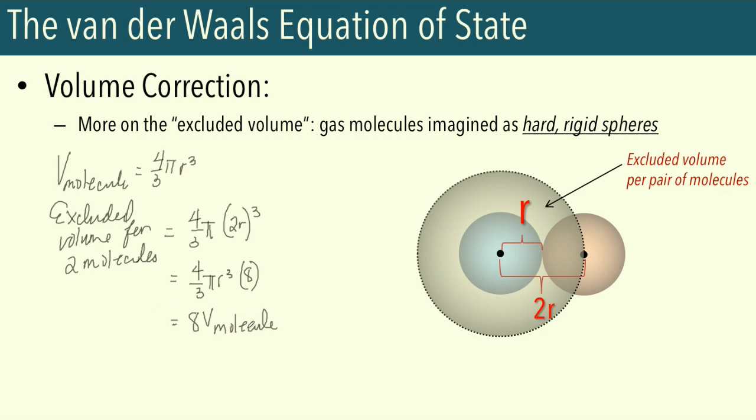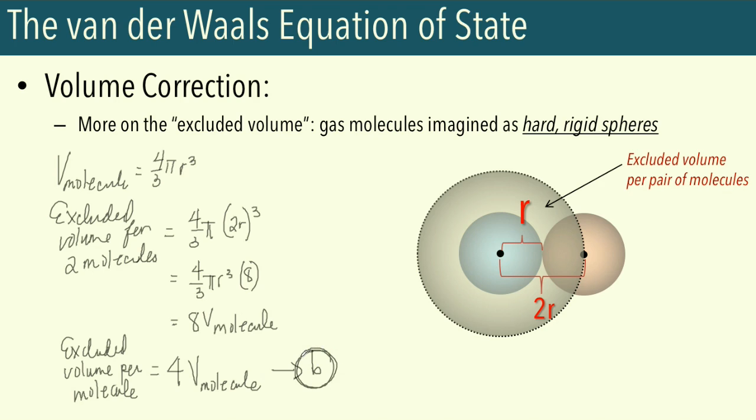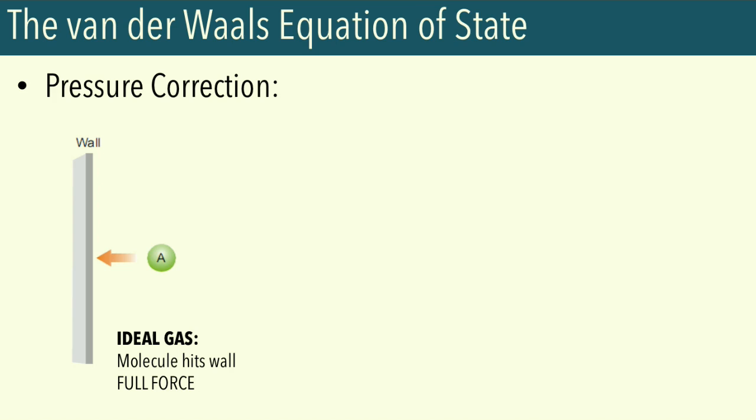But keep in mind that this volume corresponds to the excluded volume for two molecules. If we want to get the excluded volume per one molecule, we need to divide this by 2. So the excluded volume per molecule, which is what B is, is going to be equal to just 4 times the volume of the actual molecule. This is what B is related to. Now let's look at our pressure correction.